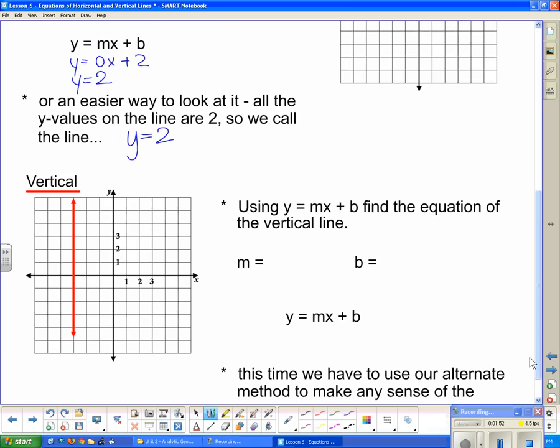So we're going to take a look at the same way at a vertical line, trying to use y equals mx plus b here. Well, a vertical line, you can't really find the slope of that. It's infinitely steep. It is hugely steep. You cannot get any steeper than a vertical line. So the slope of a vertical line is infinite. And the y-intercept, well, it's vertical. It's parallel to the y-axis. It's never going to cross the y-axis. So there isn't one.